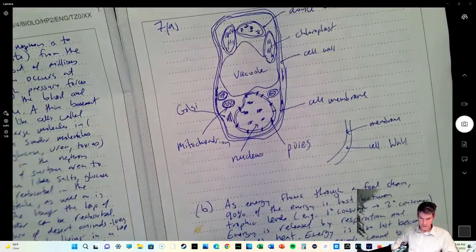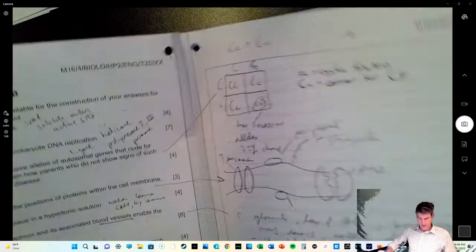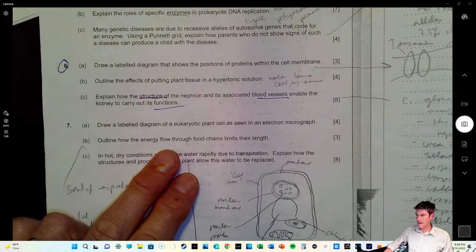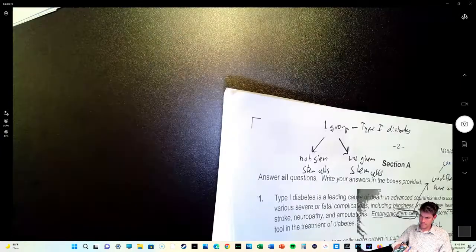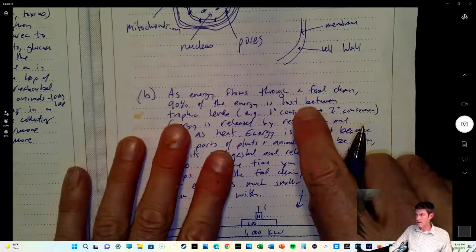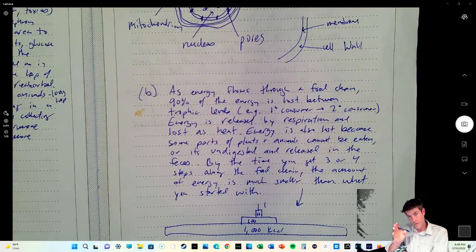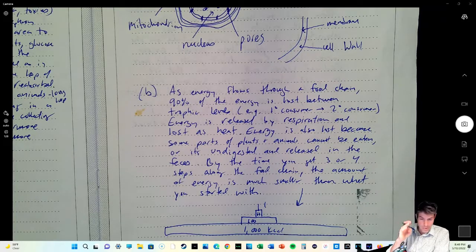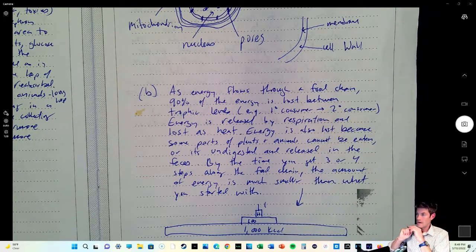And the next question. How does the energy flow through food chains limit their length? So you start out, that 90% of the energy is lost as you go from one trophic level to the next. That is from the plant to the primary consumer, 90%. Primary consumer to the secondary consumer, 90%. So you lose energy really fast.